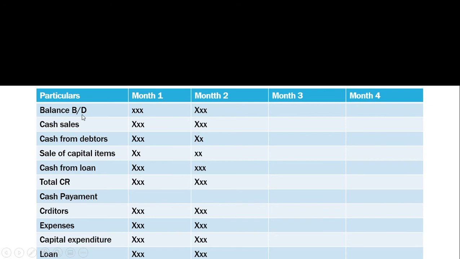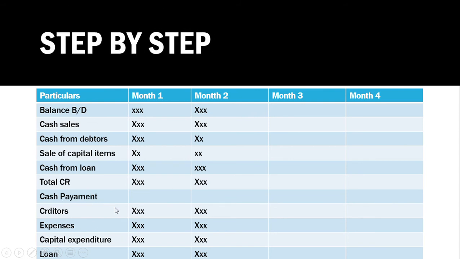Budget, balance brought down, we have the amount. Cash sales, you have the amount. Cash from debtors, amount. Sales of capital items, amount. Cash from loans, amount. Total cash received, you write it down here. Then cash payment. In the cash payment, we have creditors, you pay. Payment to creditors, payment for expenses, salaries, wages, rent. Capital expenditure, you're buying machine, you're buying this. Payment of loans, you're paying for loans.